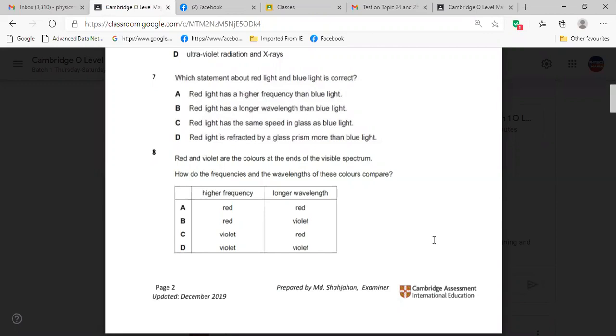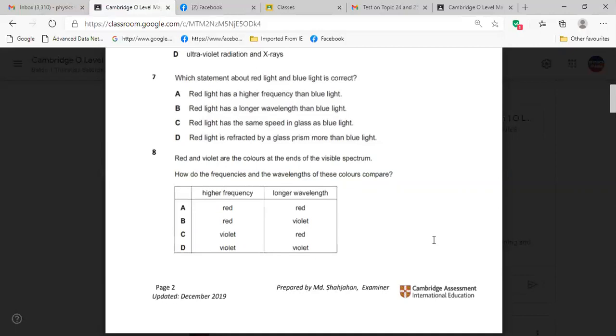So higher frequency, which one? This is least frequency, red. So higher frequency, which one? Violet. And longer wavelength, which one? Red. Yes, so B.